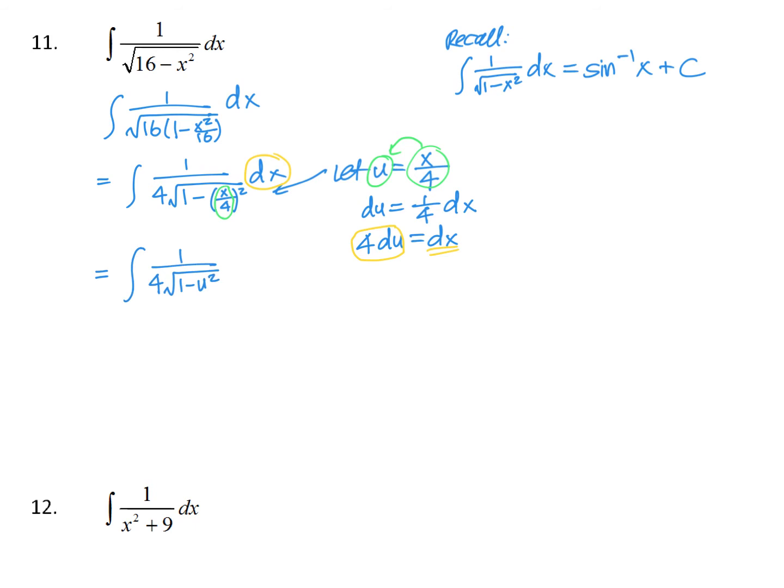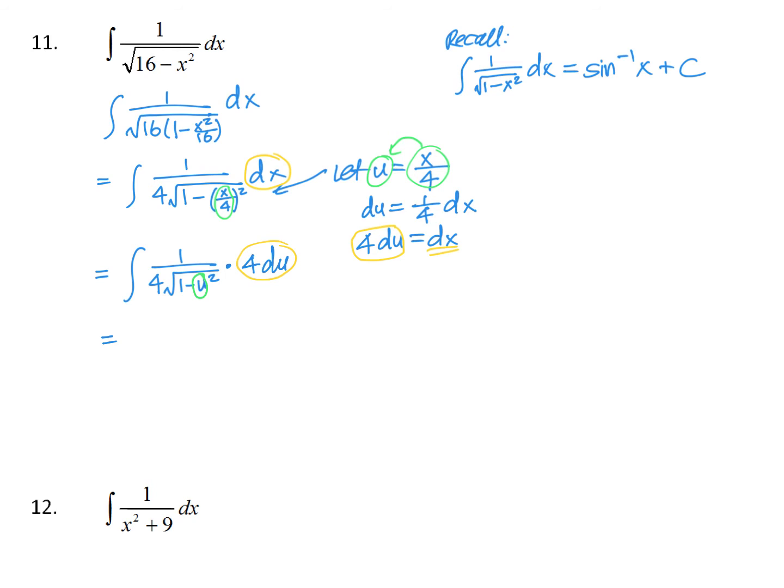And then remember, this dx is replaced by 4 du. So 4 du, that's dx. Maybe I'll circle it in yellow as well. And then here I'll circle that in green. Okay, all right. Pause this video if you need to look at this a little bit further before moving on.